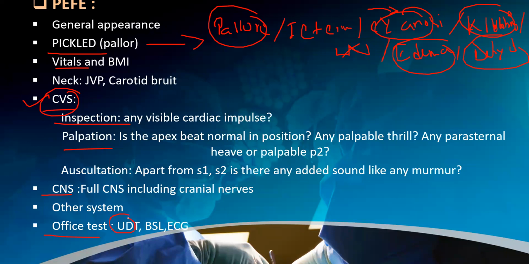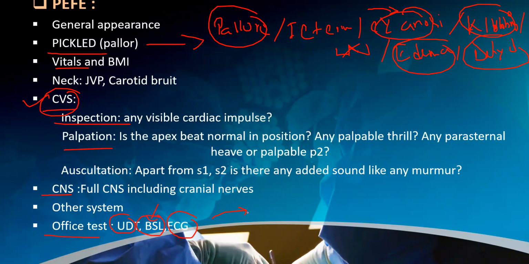So in this case, we can ask urine dipstick, blood sugar level, and ECG. Urine dipstick is not so important, but still we ask it for everyone. And in here for CVS, blood sugar is very important. Also hypoglycemia is one of your differential diagnoses, so BSL is important. And in any CVS case, we always ask ECG.